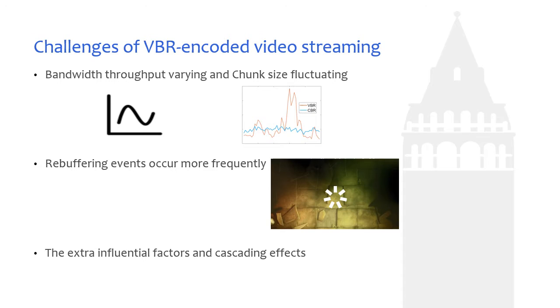The design of effective ABR algorithms for VBR-encoded videos faces a number of challenges. First, the variance of chunk size together with bandwidth dynamics makes it difficult to perform optimal bitrate selection. Second, the phenomenon of rebuffering occurs more frequently for VBR-encoded videos compared with CBR-encoded videos. The ABR algorithm should be deliberately designed to avoid exhausting the playback buffer and causing playback freezing. Third, the ABR algorithm for VBR-encoded videos needs to take extra influential factors into account, such as chunk size and chunk complexity, which have cascading effects on the downloading of subsequent video chunks.